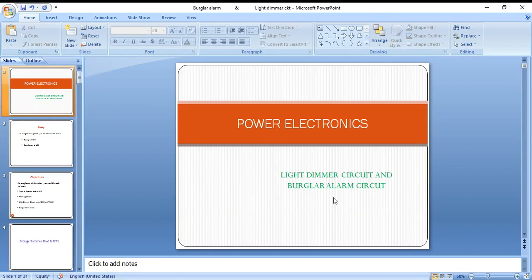In today's video lesson, we will mainly discuss two important applications of power electronic devices: the light dimmer circuit and the burglar alarm circuit.